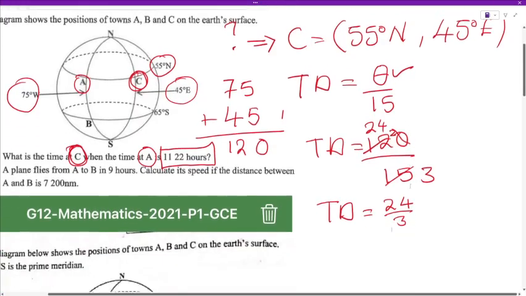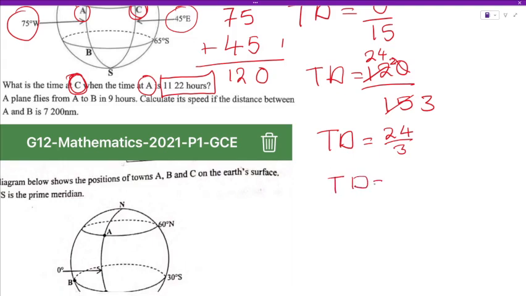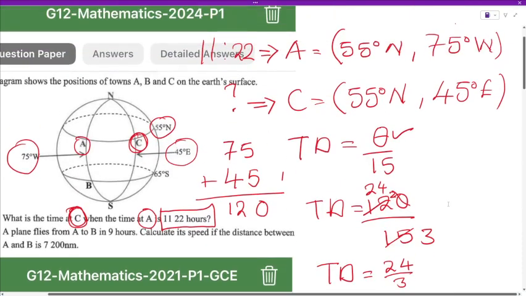Alright, once you do that you can now divide. At this point you have no option but to know or to figure out that 3 can go directly into 24 how many times? 8 times. Okay, so meaning the time difference will be 8 hours. That is the time difference between these 2 points, points A and C.